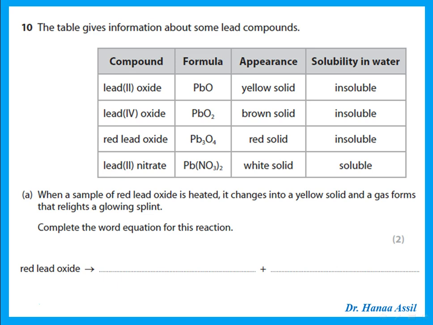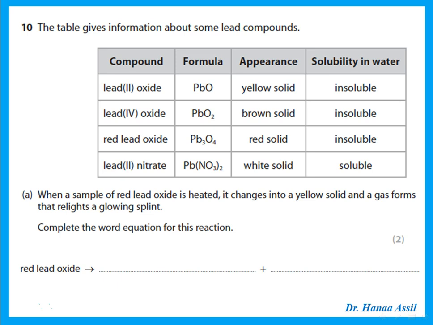The table gives information about some lead compounds. When a sample of red lead oxide is heated, it changes into yellow and a gas forms that relights a glowing splint. He gives me the appearance of all the lead oxide. So he's saying if I heat the red lead oxide, can you see the red one? The red one is Pb3O4.